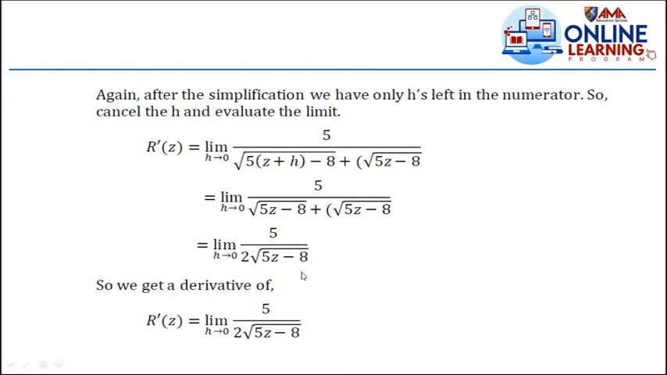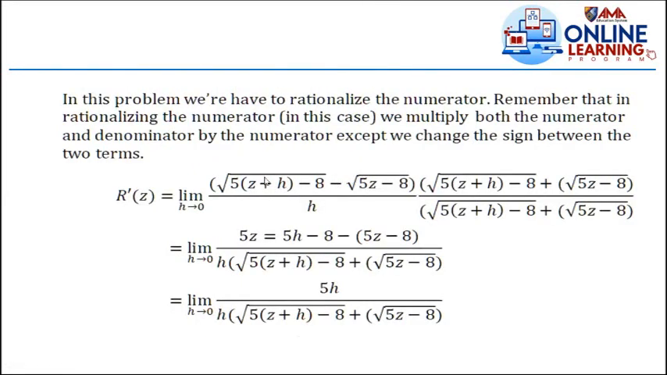So we get the first derivative of r, which is a function of z, is equal to the limit of 5 divided by 2, the square root of 5z minus 8 as h approaches to 0. So ganun po siya, how we're going to simplify yung radical expression pagdating po sa limit. Our purpose is to cancel yung radical sign po niya para ma-simplify po natin. Okay? So that ends our discussion for today. Thank you po.